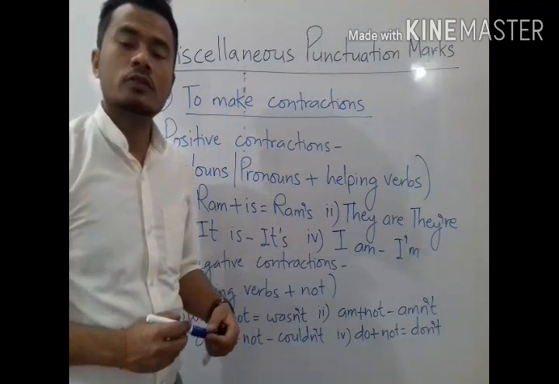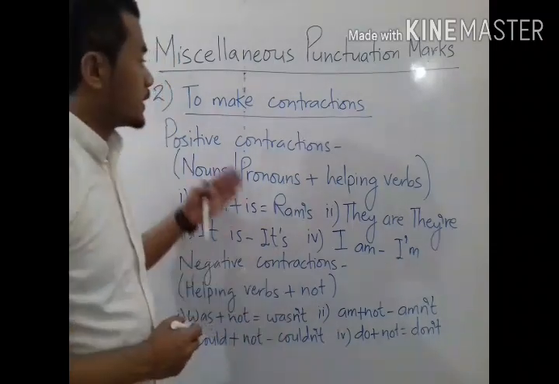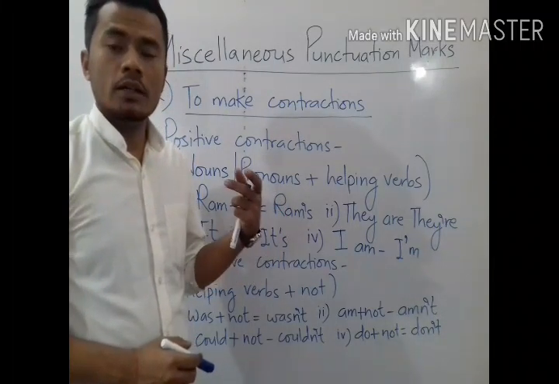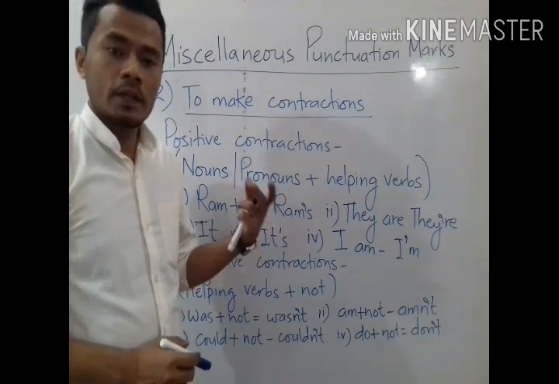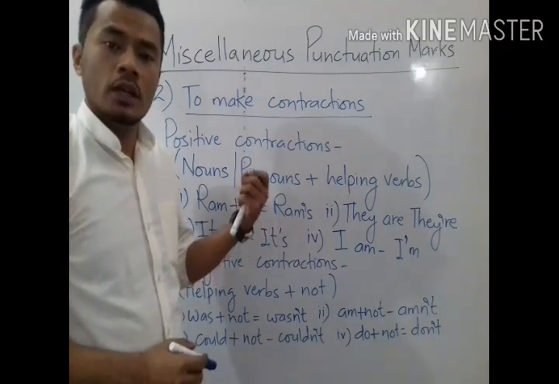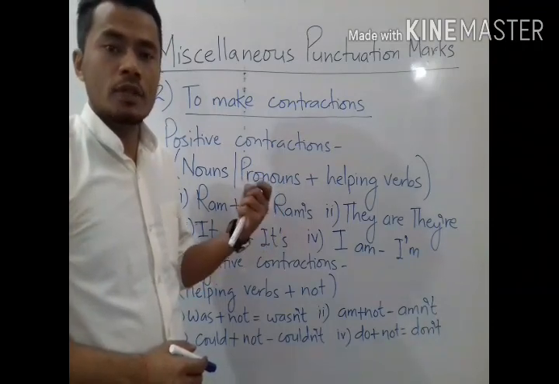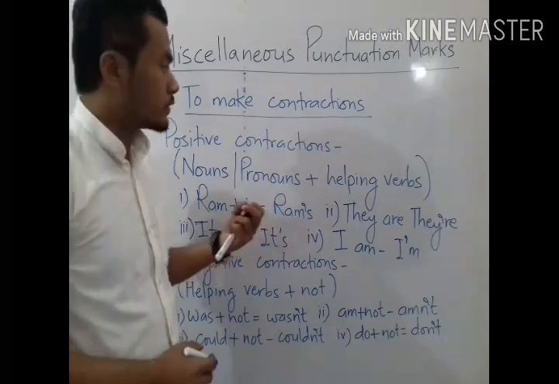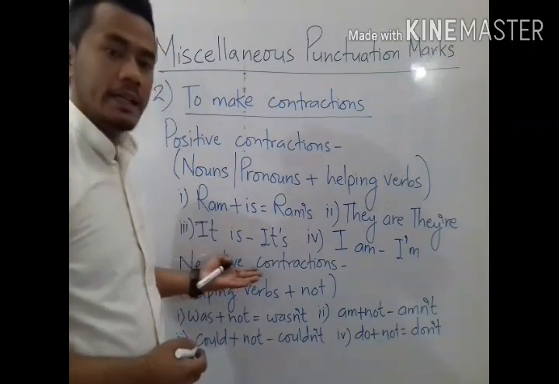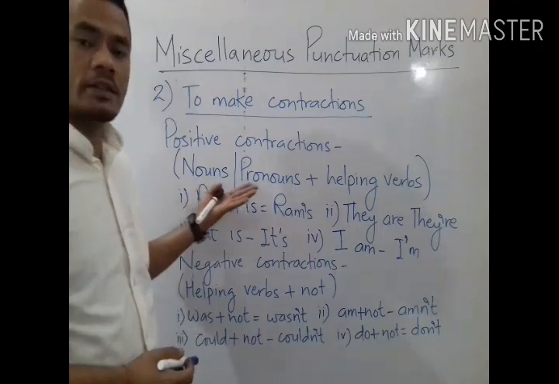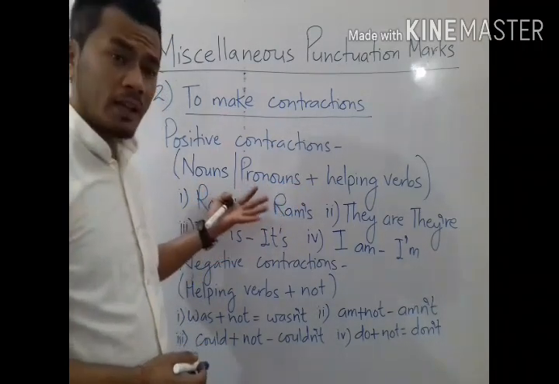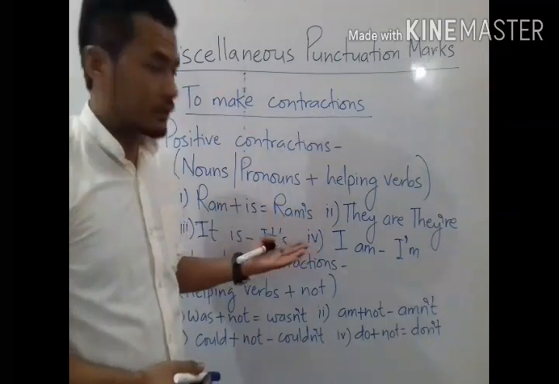An apostrophe is also used to make contractions. Contractions mean a shorter form of two words. When we make a shorter form of two words, we also remove some letters from those words. That is called contraction. So here I have used positive contractions and negative contractions. Positive contractions are mostly formed by using nouns or pronouns plus helping verbs.